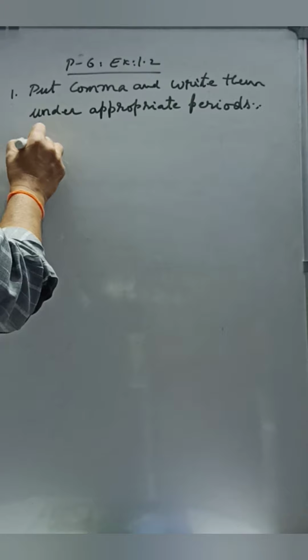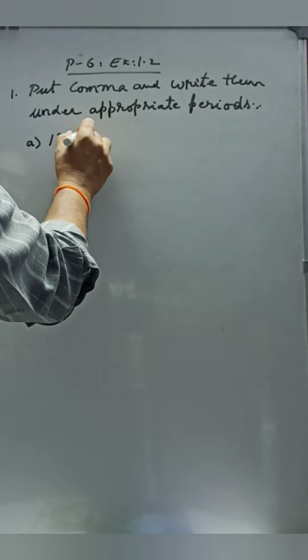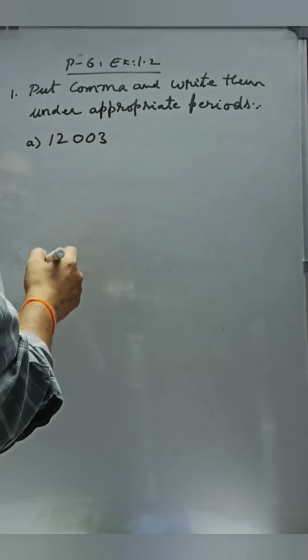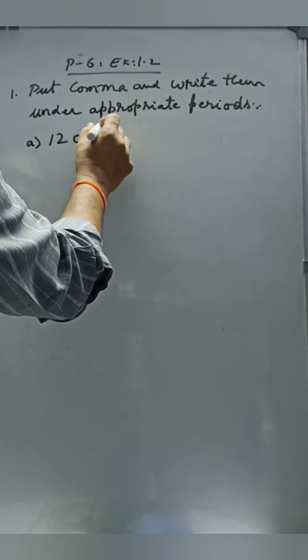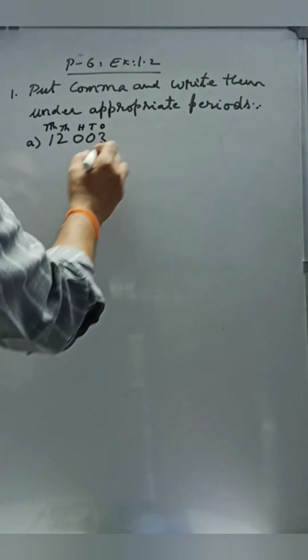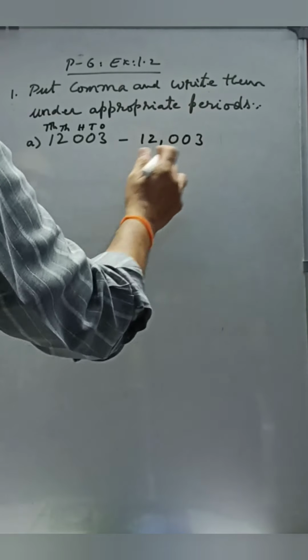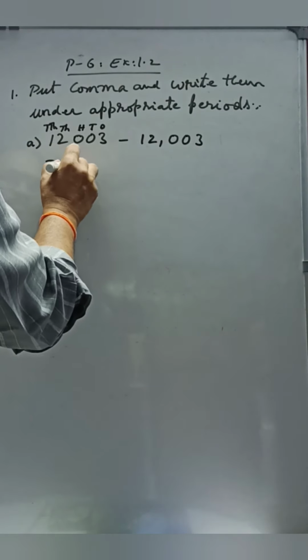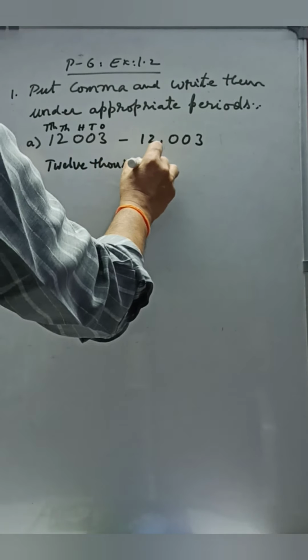The first one I will do for you. 12,003. First we have to put the comma. Ones place, tens place, hundreds place, 1000 and 10,000. After ones period we have to put the comma. The comma is kept as 12,003. The number is read as 12,003.